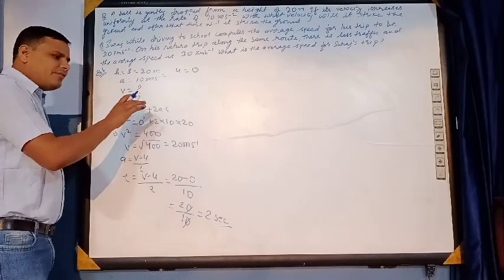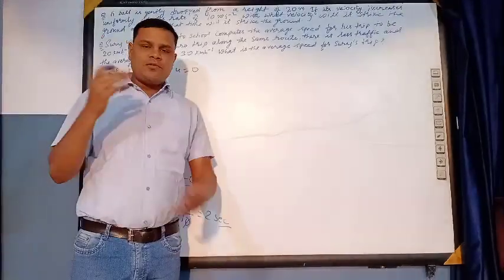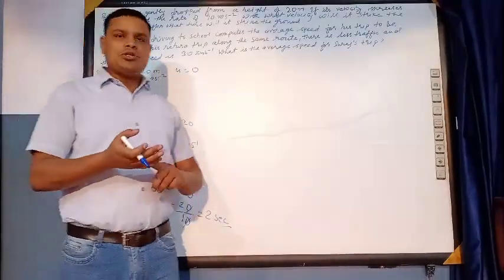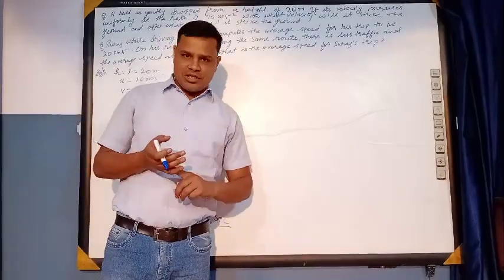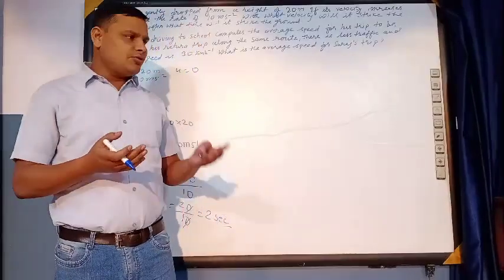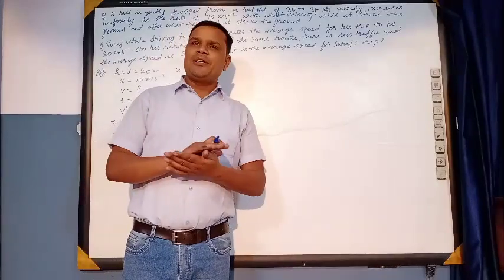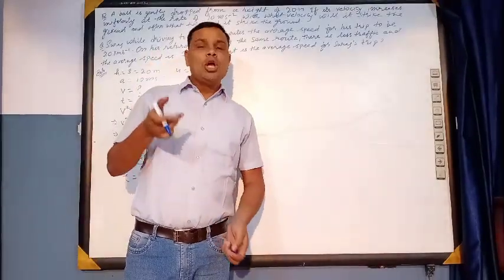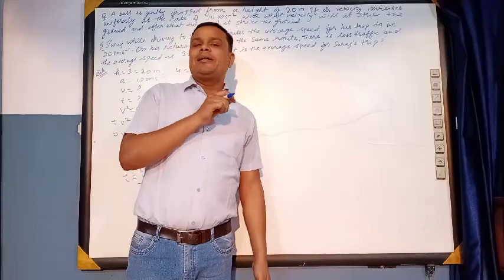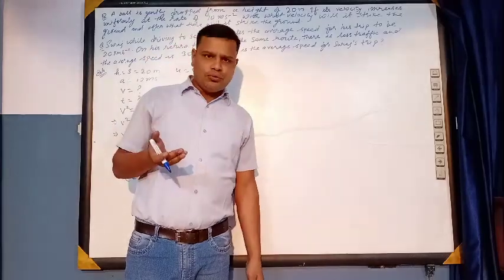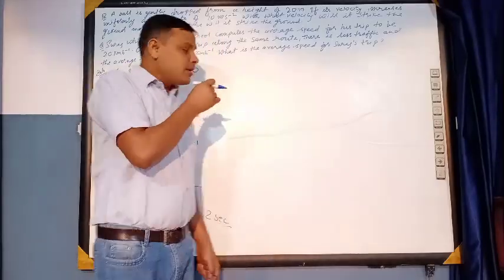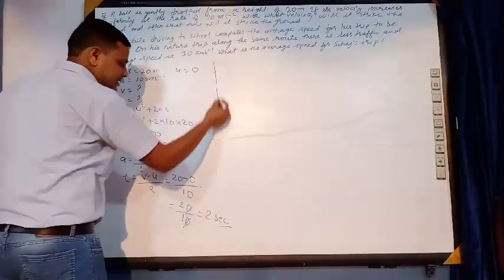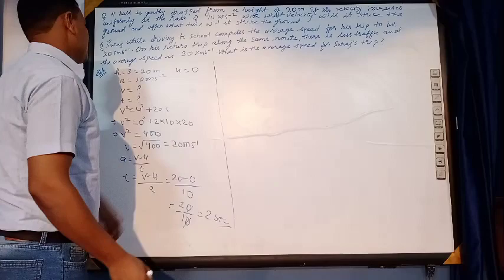See, we have the three equations of motion. First equation of motion, v is equal to u plus at. Second equation of motion, v square is equal to u square plus 2as. Third equation, s is equal to ut plus half at square. Only you have to see what components are provided, what data is given to you, and according to that data you have to use that formula. Now you can see the second question.